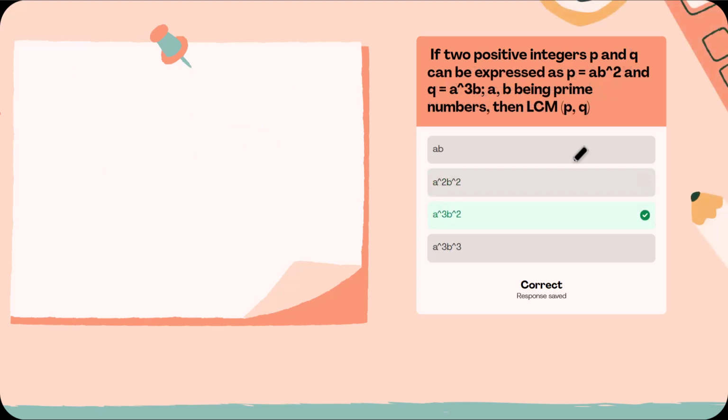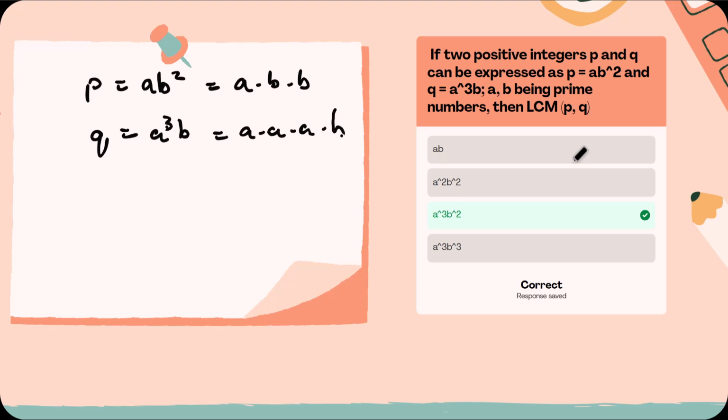What about the next question? P is equal to A B square, right? And we have Q is equal to A cube B. Now what is the LCM? Look for the maximum power of those prime numbers. A and B are prime. Maximum power of A is 3, there are 3 here. Maximum power of B is 2, so B raised to 2. So A cube B square will be the LCM.